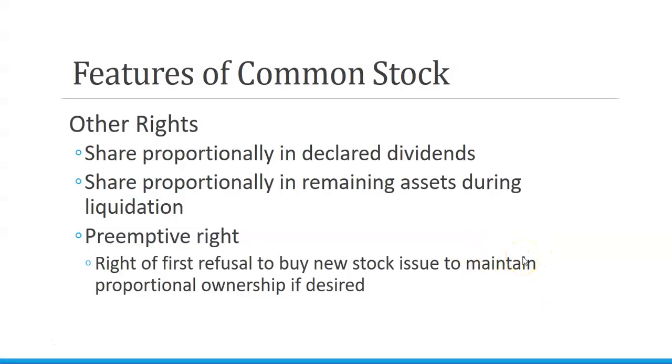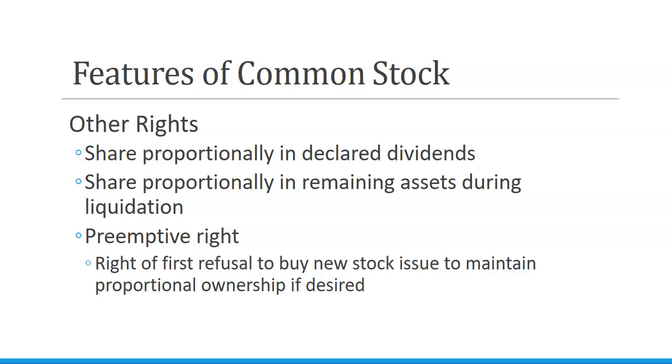Other rights that common stock can have is that you share proportionally in declared dividends. If you have one share of stock, you get the dividends for that one share. If a company goes out of business or declares bankruptcy, or they liquidate all of the assets, common stock shareholders receive a proportion of what is left when we get to stockholders.